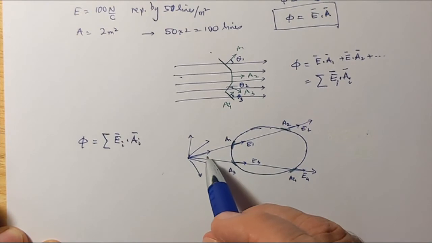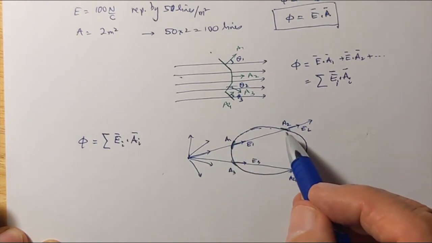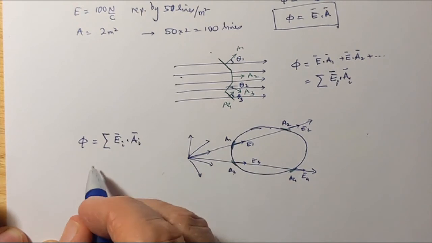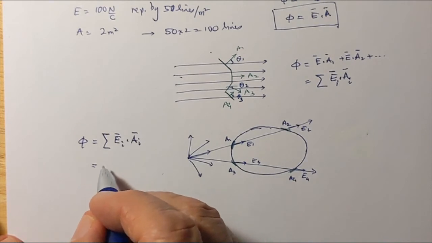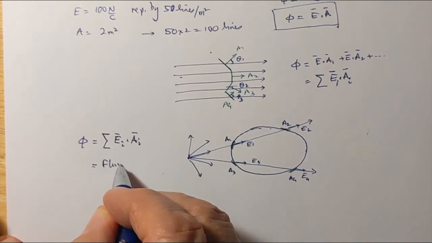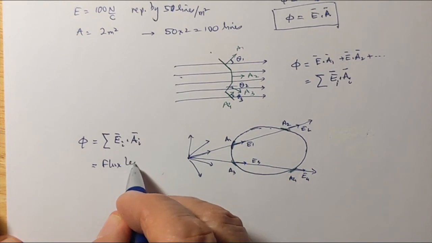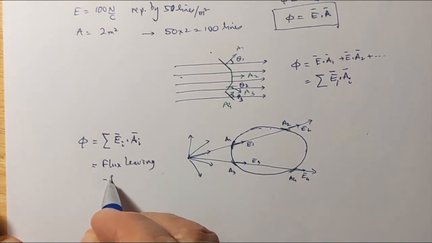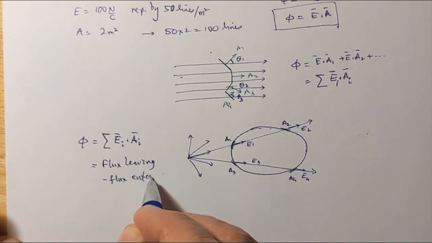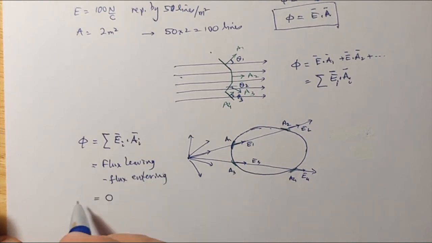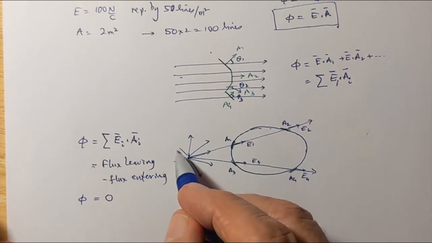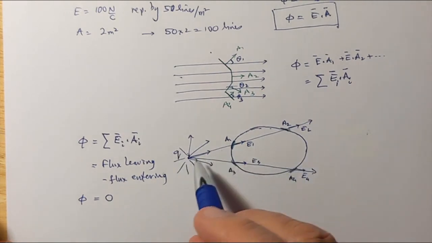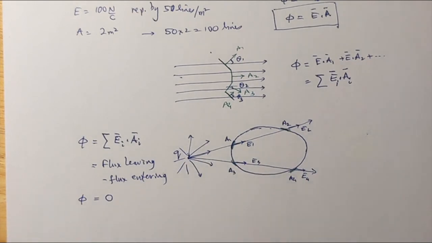So since any flux line entering would also be leaving, therefore the net flux, which would be equal to the flux that's leaving minus the flux that's entering, would be equal to 0, because whatever enters has to leave. And so we can say that if the charge is here, not inside, it's out here, then the net flux due to that charge will be 0.